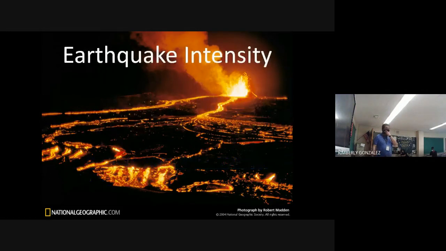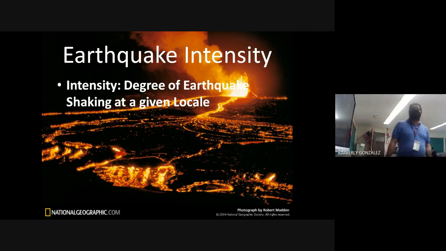Okay, so we figured out how far the earthquake is. Now we want to figure out how strong the earthquake is. So when we talk about earthquakes, we use the term intensity, because it makes scientists feel smarter to use the word intensity instead of saying how strong it is. But that's what it means. How strong is the shaking? We want to know how much the ground was shaking underneath your feet at a specific location.